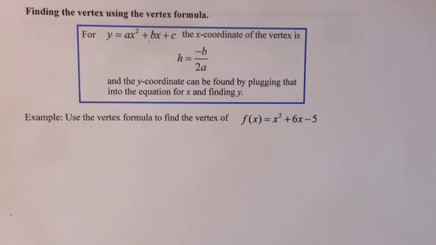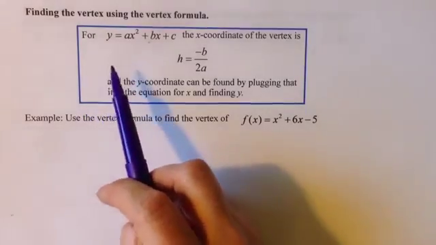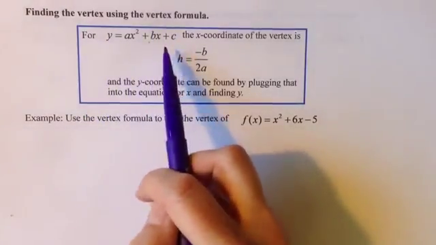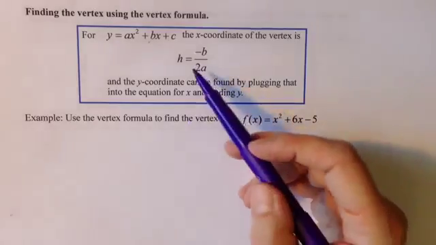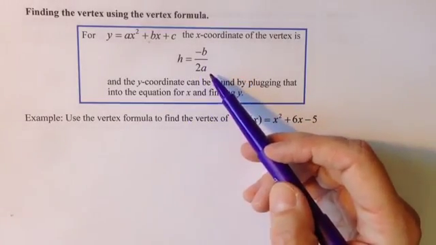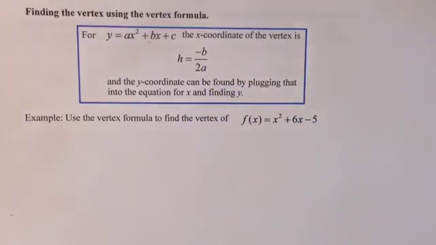This video is the third part of the section 8.6 video, and in this part we're going to actually use the vertex formula to find the vertex. That vertex formula is what we developed in the second part of this section 8.6 video. So if you watched the last section of this video, you know that we found out that for a generic quadratic equation, the x-coordinate of the vertex is negative b over 2a. Then we can find out what the y-coordinate is by plugging that back into the equation for x and finding out what y is. So now we're going to go ahead and do an example of that.